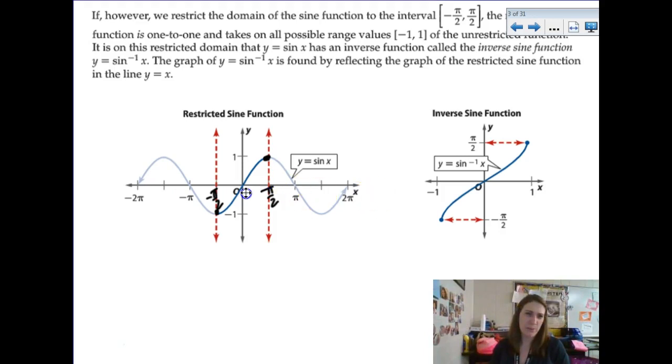So another thing to remember about inverse functions is they are reflections of each other over the line y equals x. And it's going to be a little hard for me to graph this in here, but pretend that was the identity function y equals x. If I were to reflect that over that line, we'd end up with this curve here. And this is the inverse of the sine function, also known as the arcsine function.